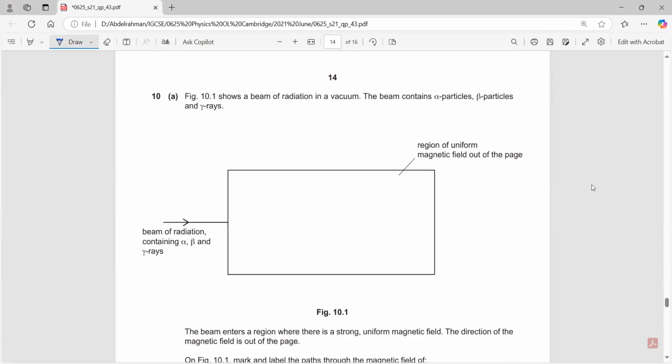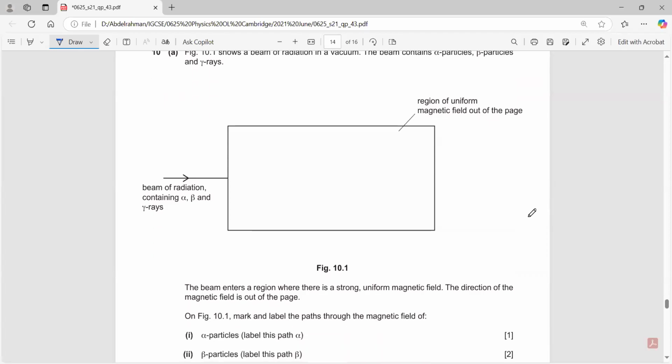Okay, question 10, figure 10.1 shows a beam of radiation in a vacuum. The beam contains alpha particles, beta particles, and gamma rays. The beam of radiation is moving this way. The region of uniform magnetic field is out of the page. Okay, so the region is out of the page.